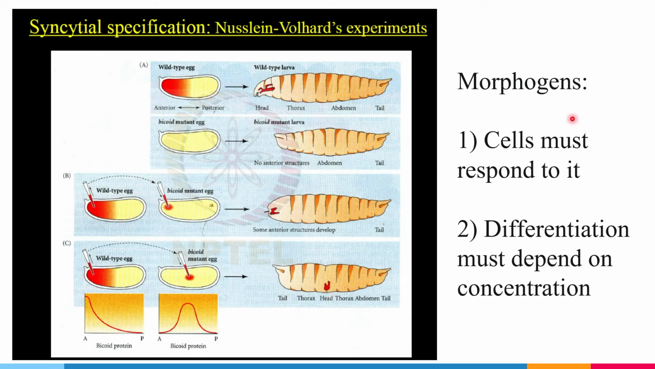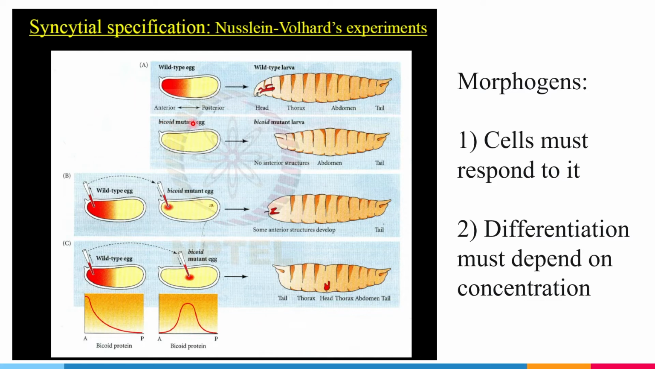As I said, morphogens are gradients or proteins to which the cells must respond. So what exactly are the characteristics of morphogens? Cells must respond to the particular protein, and differentiation would depend on its concentration. So depending on the concentration, a cell will undergo a particular fate.